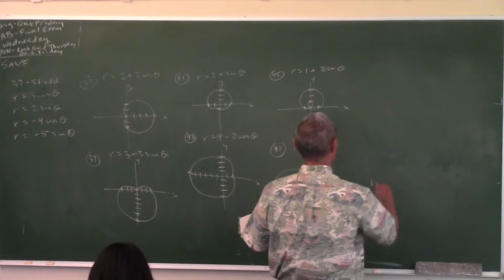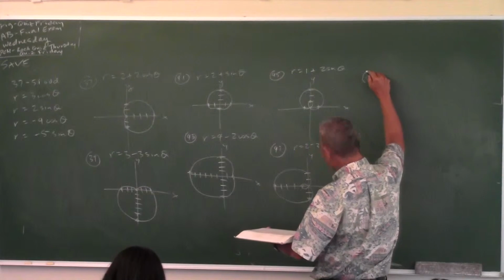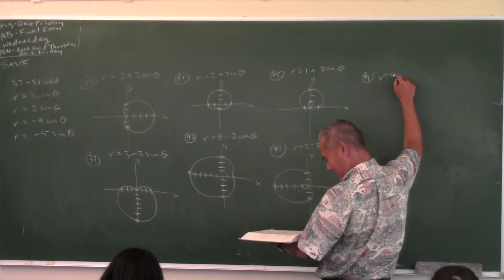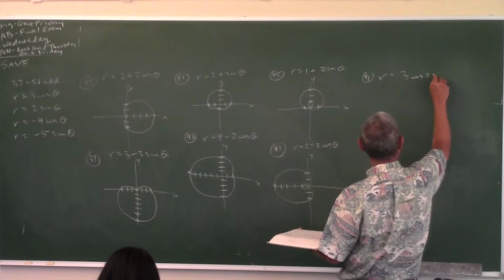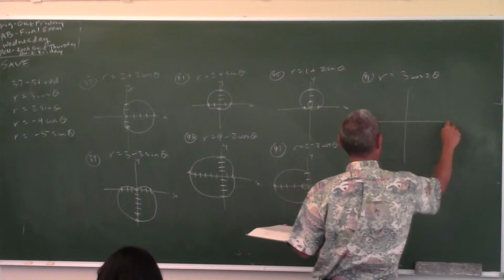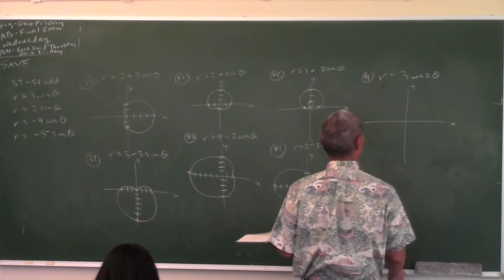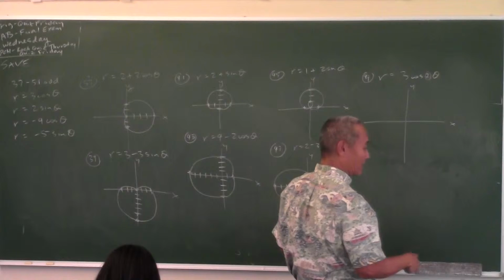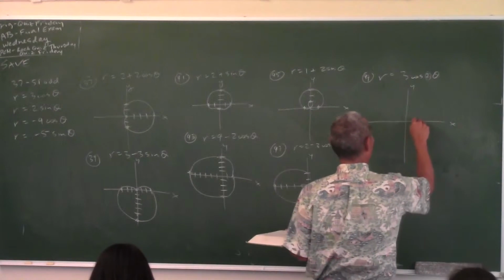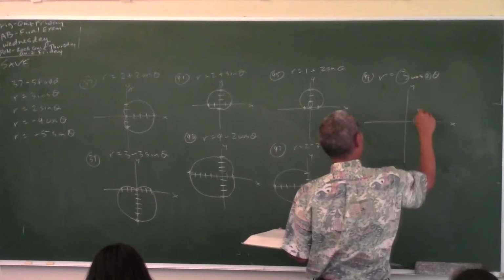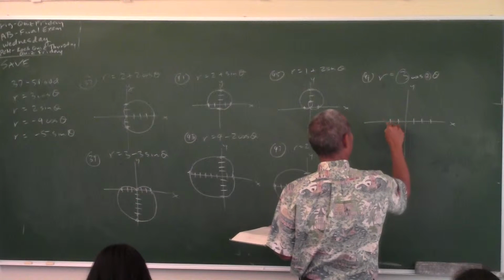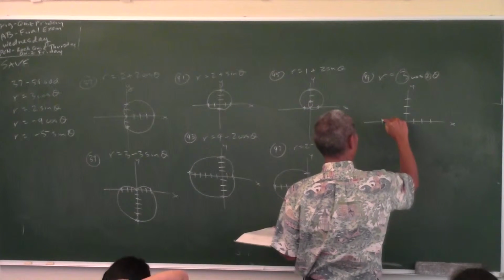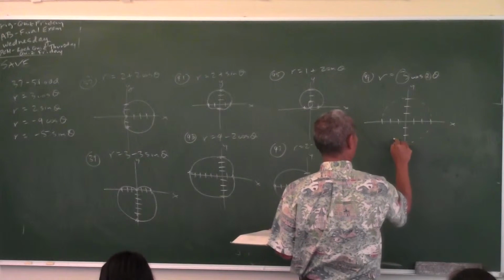49. Okay, these are the Rose curves. 49. R equals 3 cosine 2 theta. How many petals are there going to be? That number tells you how many petals. If it's even, you have twice as many petals. You're going to have 4 petals. This number tells you the length of each petal. Each petal is going to be 3 units long. So this one, like I told you, you might want to use your polar graph paper.